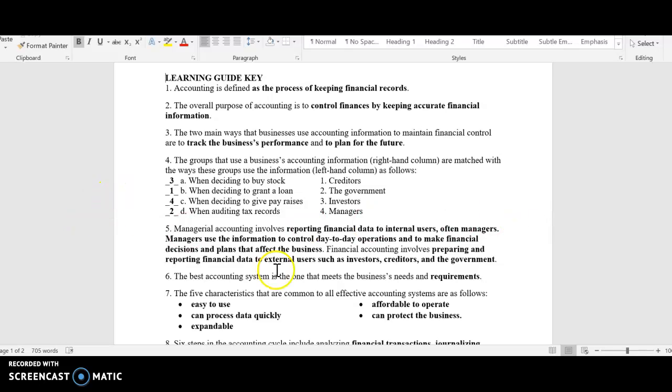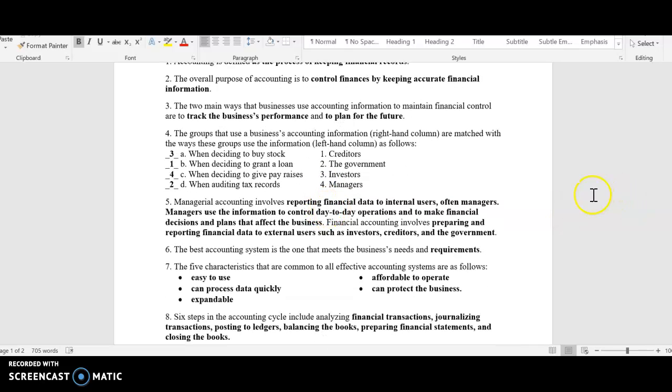Question 4 gives you some matching almost. It asks you about the groups that use a business's accounting information. The right-hand column is to be matched with the ways that they use it, which is the left-hand column. So looking at this section here, you have creditors, the government, investors, and managers. For A, when deciding when to buy stock, of course, is going to be 3, your investors. B, when deciding to grant a loan, these are your creditors, 1. C, when deciding to give pay raises, this is going to be 4, managers. And then D is 2, when auditing tax records.